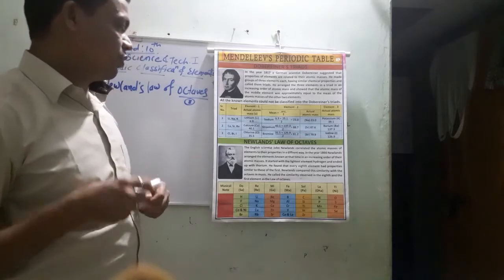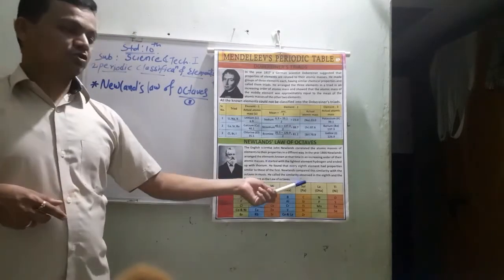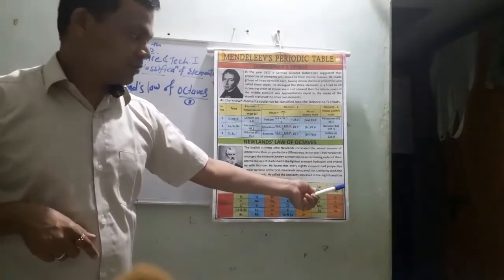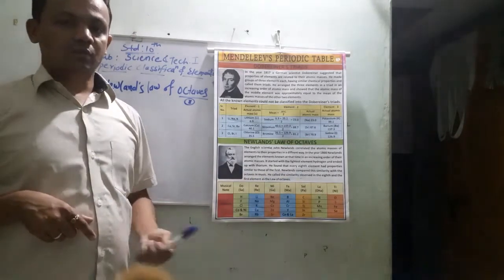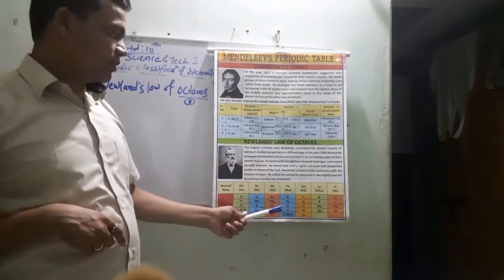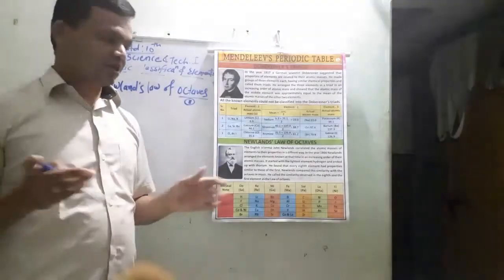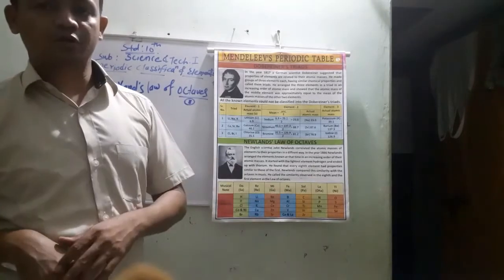See here, what does the law say? Similarities observed in the eighth element and the first element is the law of octave. म्हणजे प्रत्येक आठव्या इलेमेंटचे आणि फर्स्ट इलेमेंटच्या ज्या काही प्रॉपर्टीज आहेत त्या कशा आहेत, सेम आहे किंवा सिमिलर आहे, आणि यालाच काय म्हटलेलं आहे, लॉज ऑफ ऑक्टेव.